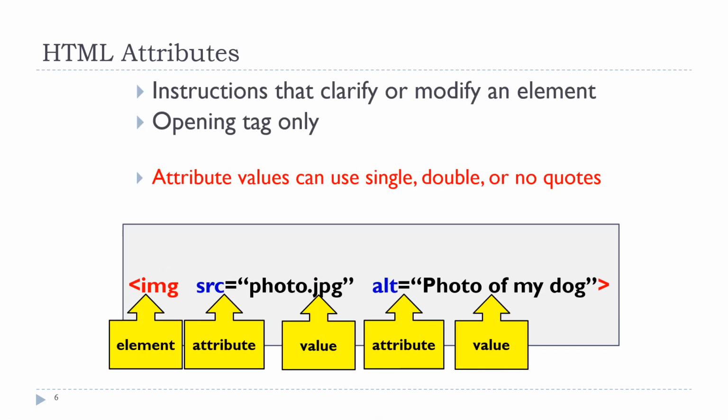HTML attributes. Some elements have attributes. Attributes are instructions that modify an element. The attribute is placed in the opening tag only, in the event that it's a two-sided element, such as the A element. Attribute values can be enclosed in single quotes, double quotes, or no quotes at all. Some elements may have more than one attribute. However, there are only a handful of HTML elements outside of the form elements that do have attributes. You probably will not be working that much with attributes unless it's with forms.